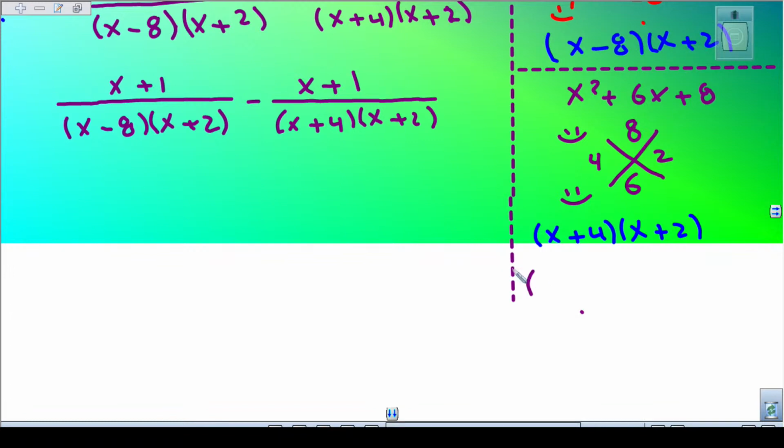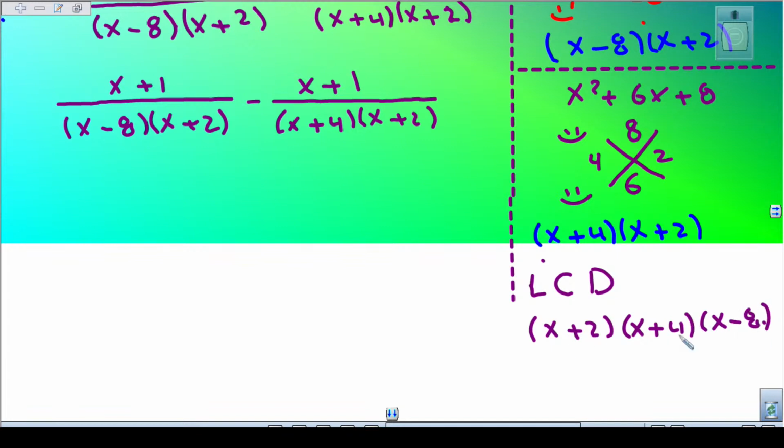So I'm going to put the least common denominator. Every denominator that I'm going to use will have to have 3 items. X plus 2. Remember, that one was repeated, so I'm not going to list it again. And then I have X plus 4, and then X minus 8. So every denominator has to have these. That's why when you look here, the only thing missing is X plus 4. So you have to compensate for that, so I'm going to multiply top and bottom by whatever I'm missing.